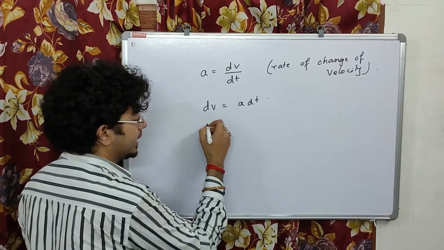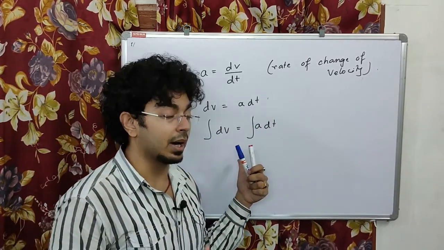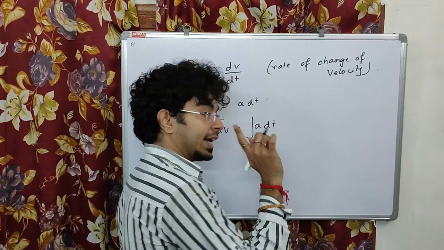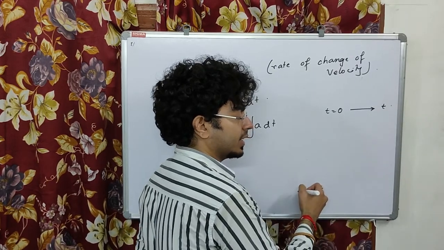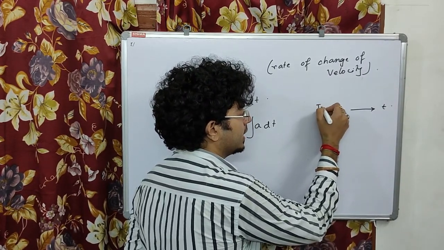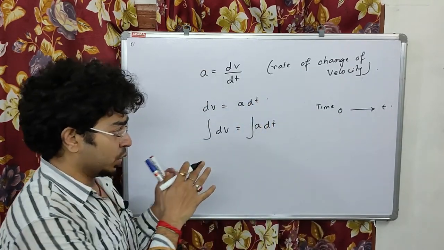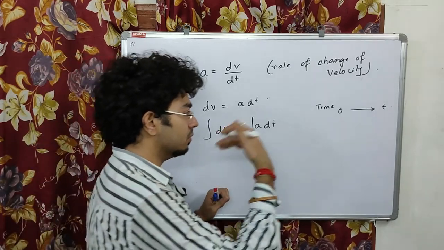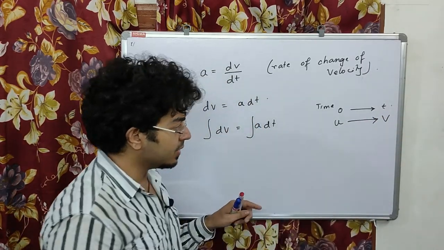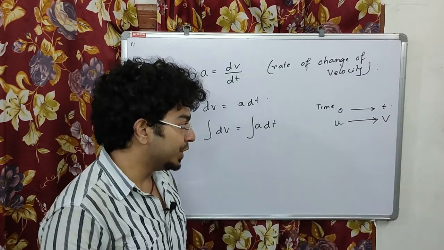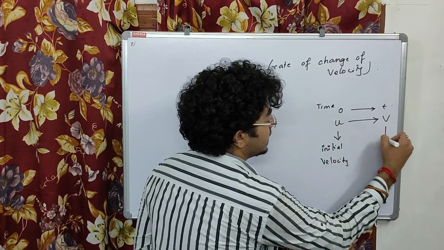Now if we integrate both sides and we put the limits. Now here is the important part, putting the limits. Suppose the time that you are considering is from 0 second up to t second. When time was at 0 second, I don't know what the velocity of the moving object was, so let us consider the velocity to be u. At t second, it has gained some velocity due to acceleration. It has increased the velocity, and then the velocity becomes v. Now u is the initial velocity, and v is the final velocity.